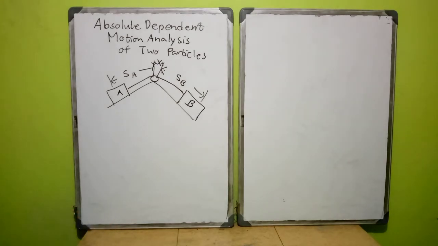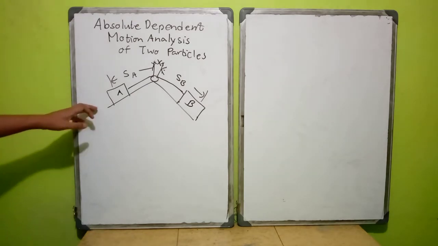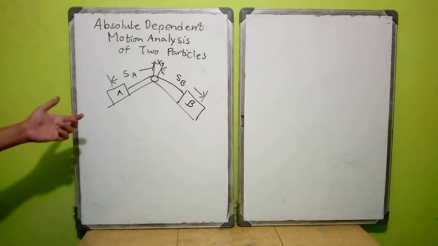For our subject, dynamics of rigid bodies, we will have another topic. This topic is about absolute dependent motion analysis of two particles. This will be our first example figure.